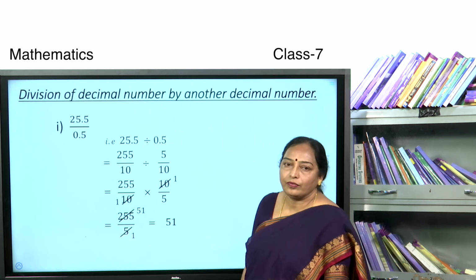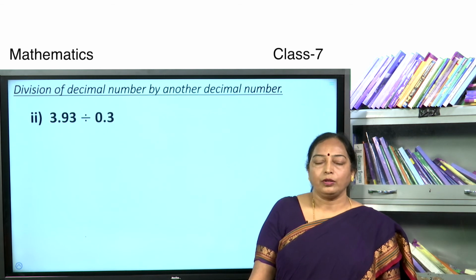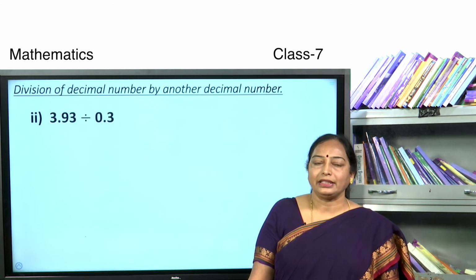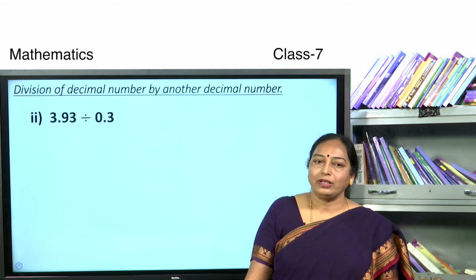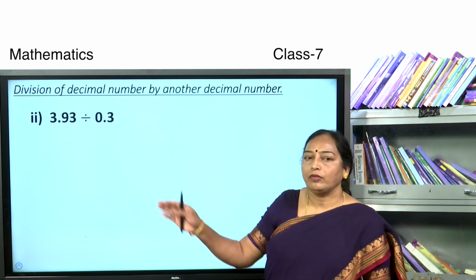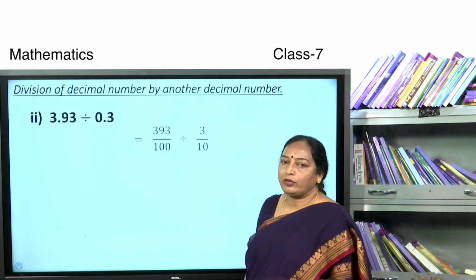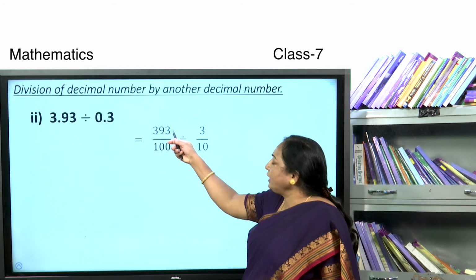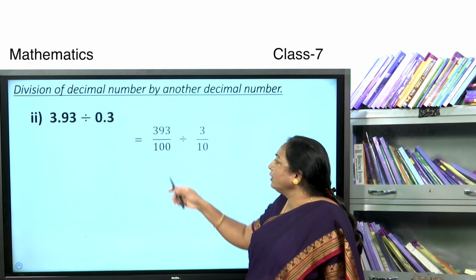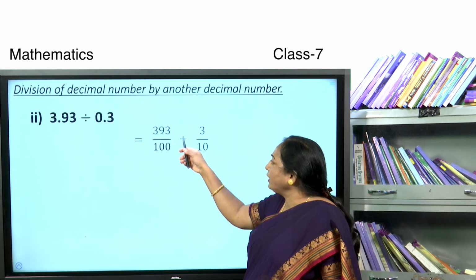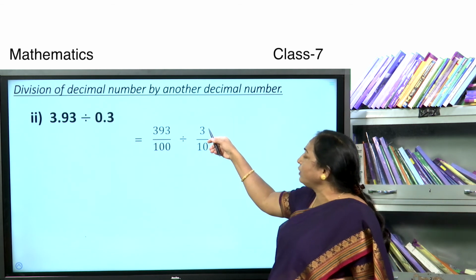Answer is 51. Let us take one more example, 3.93 divided by 0.3. Both the numbers are in decimal form. Convert it into fraction form. How do we convert it? 393 by 100 divided by 3 by 10. 393 by 100 is multiplied by the reciprocal of 3 by 10.